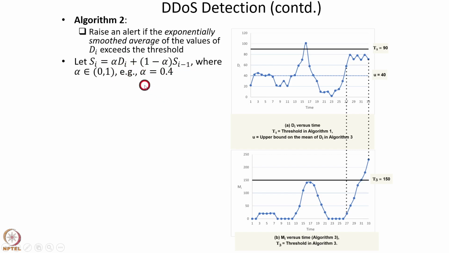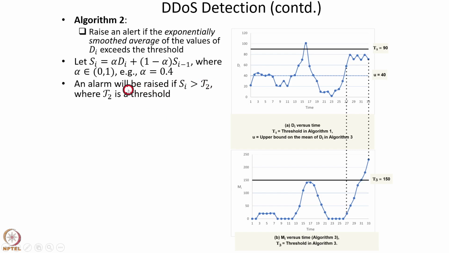A simple exercise is to write down the values of S2, S3, S4, and so on. You can express S2, S3, S4, S5, and so on in terms of D1, D2, D3, D4, D5, and so on and so forth. So you can see that Si assigns higher weights to the recent values di and low weights to the older values, such as di minus 1, di minus 2, and so on. So this is exponential smooth averaging. An alarm will be raised if Si is greater than some threshold tau 2.